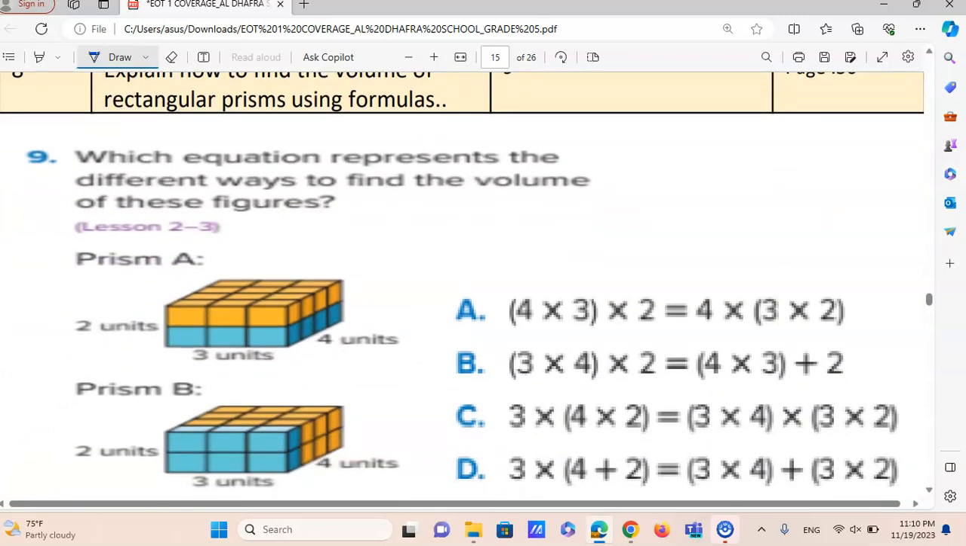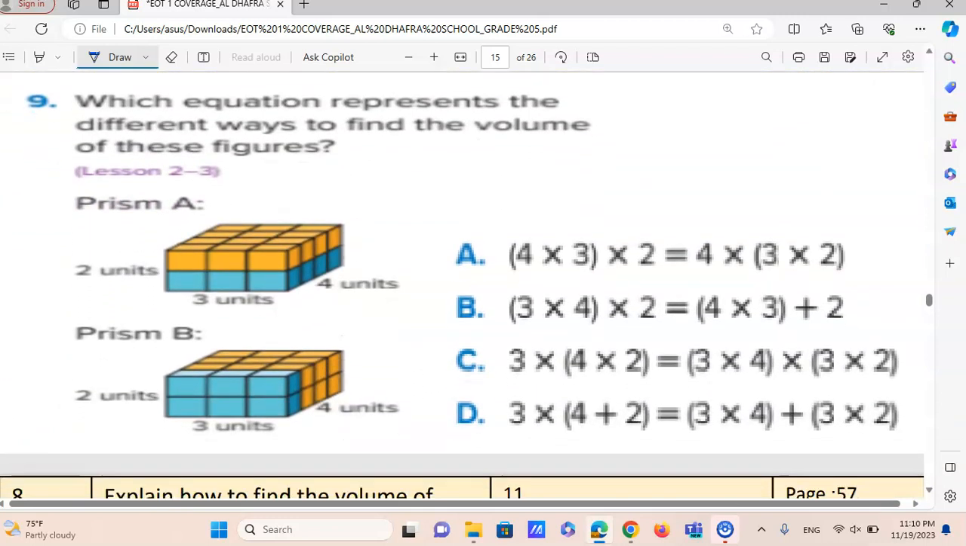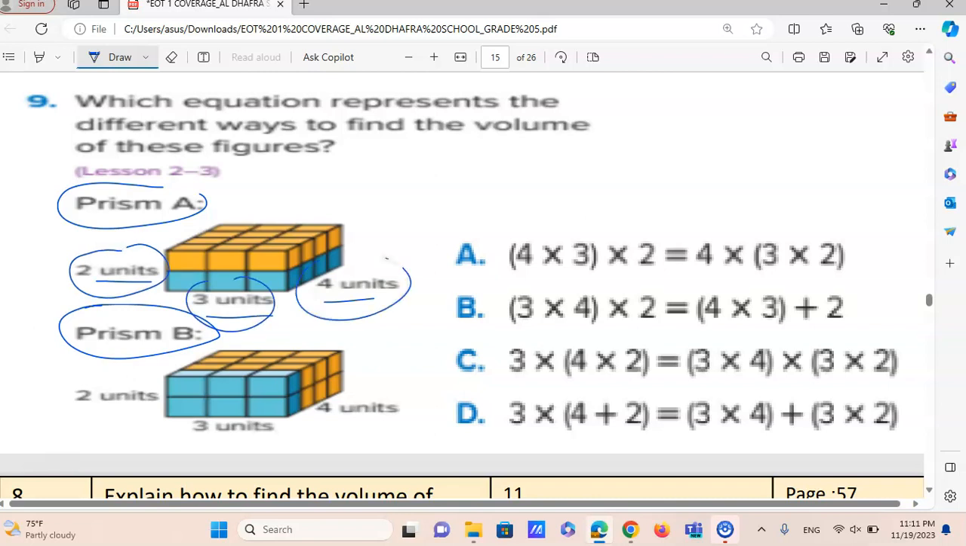Here, which one is true? How can you find the volume of A and B? They are equal and have the same volume, but what are the different ways to find the volume? Okay, see, here you can say 3 times 4 times 2, or you can say 2 times 3 times 4, no problem. It is the commutative property. So whatever order you put the factors, it doesn't matter.